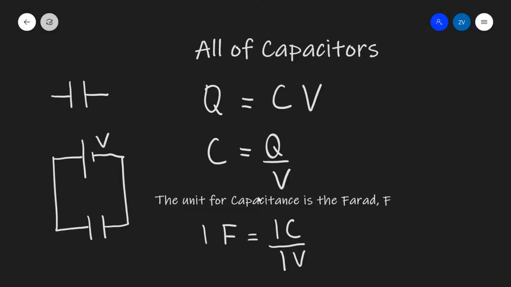The unit for capacitance is known as the farad. 1 farad is defined as the amount of capacitance we would get when we have 1 coulomb of charge that has been stored for 1 volt.